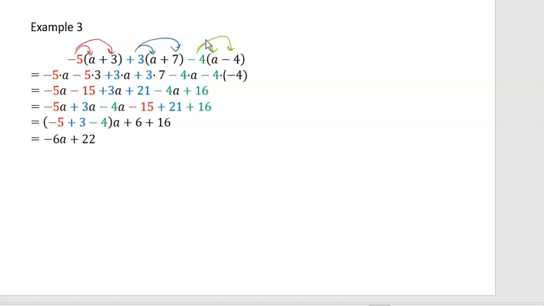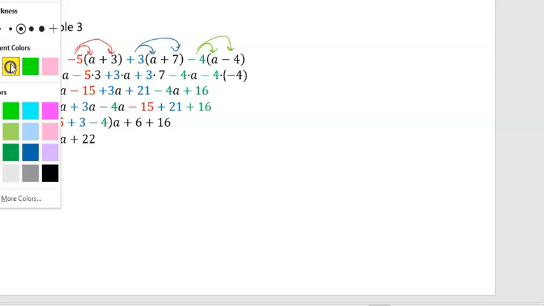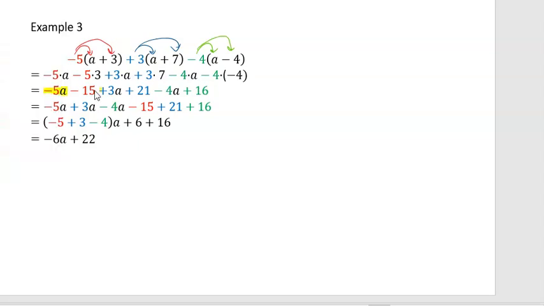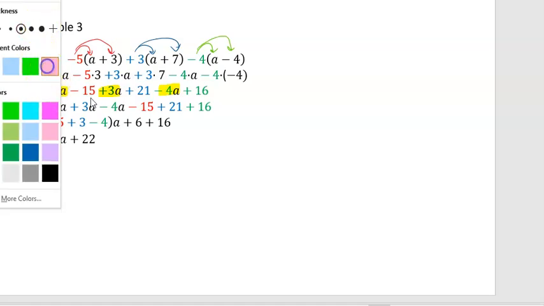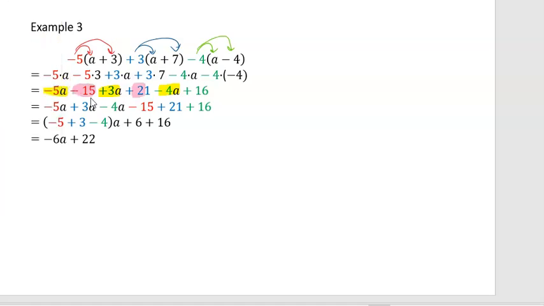After we finish distributing, we can simplify each one of them. So we have negative 5 times 3 is negative 15, plus 3a, plus 3 times 7 is 21. Negative 4a, negative 4 times negative 4, 2 negatives make a positive. So I got positive 16. Now we're going to look for like terms to combine. So for example, all the a's can be combined, and all the numbers can be combined. So I put them together.